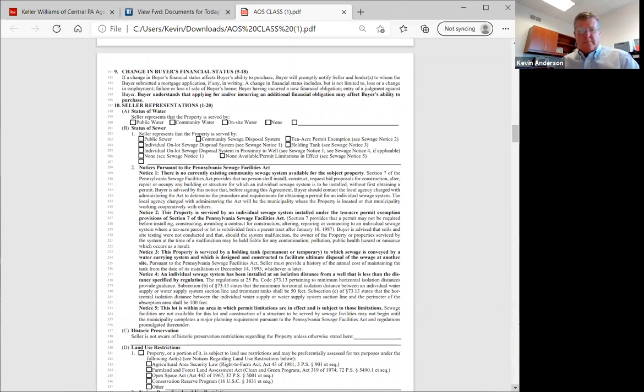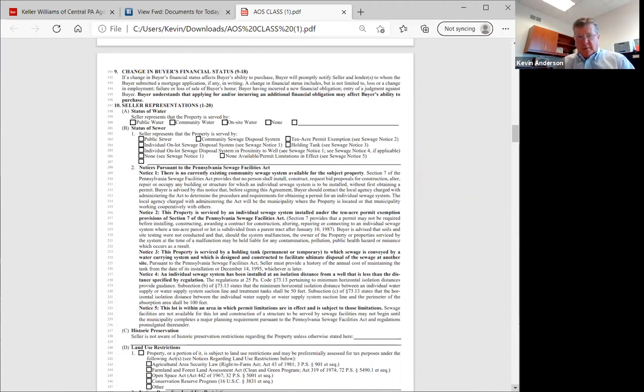Okay, so paragraph 10, now we're dealing with the seller's representations. Are we on public water, community water, or on-site water? A lot of times in today's world, we're on public water and public sewer. I don't know if I've ever seen community water. I might have. On-site water is your well water.